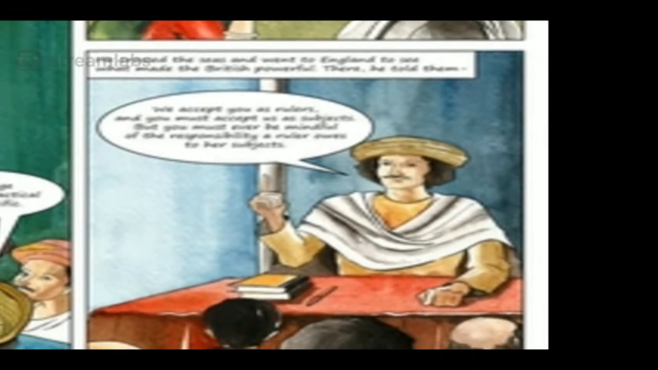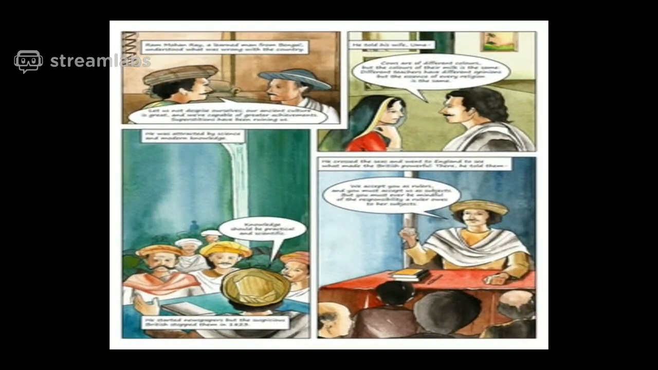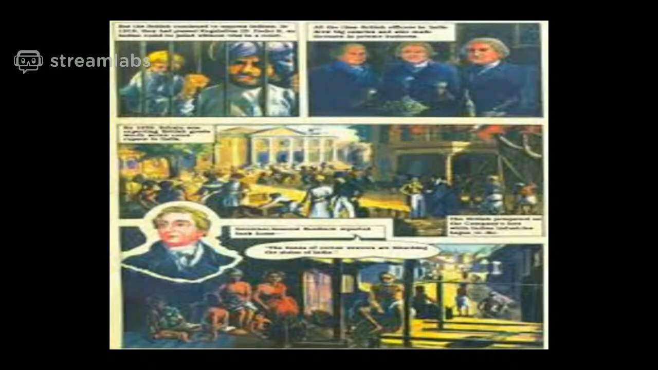He even crossed the seas and went to England to see what made the British powerful. There he told the British, we accept you as rulers, but you must accept us as subjects. You must remember the responsibility a ruler owes to his subjects, that you must take care of the people and they should not suffer under you. You are the rulers.